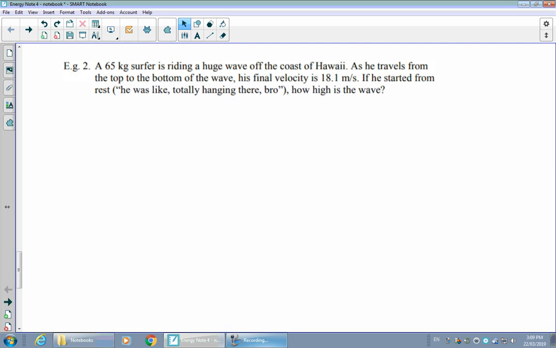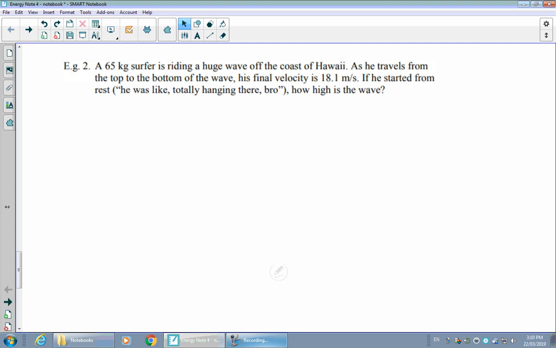We can now use the same process to try and solve for other variables as well. And so in the second example, we can use the same process, but now we can try and go through it a little bit faster now that you've seen it once. So we've got a 65 kilogram surfer that's riding a huge wave off the coast of Hawaii. And as he's traveling from the top to the bottom of the wave, we know his final velocity is 18.1 meters per second. And if he started from rest, because he was like totally hanging there, bro, how high is the wave? That's what we're trying to find.